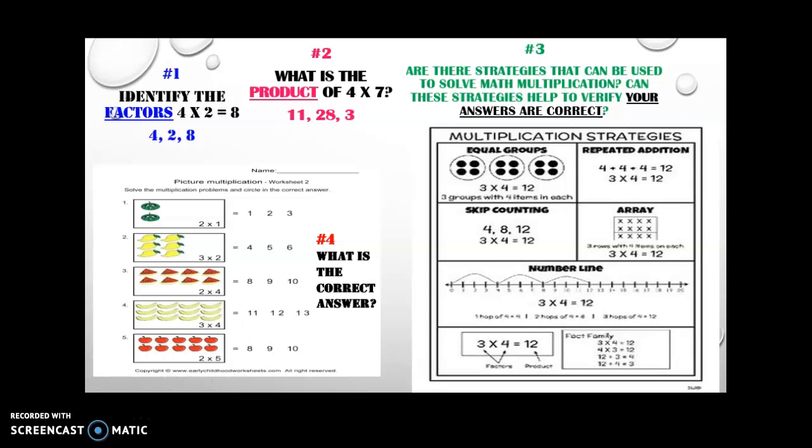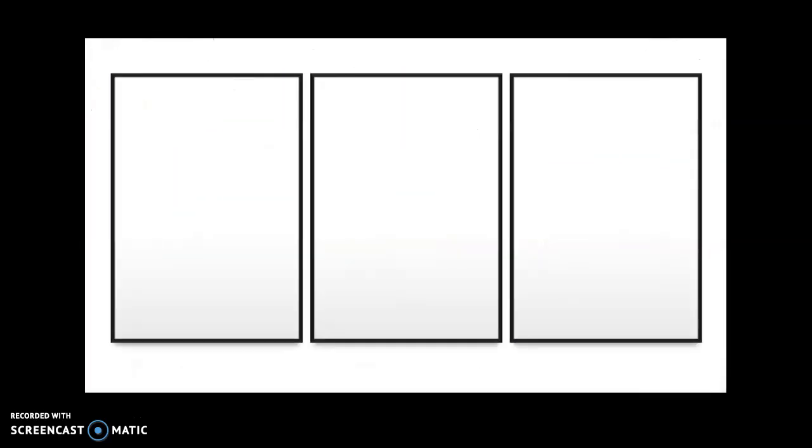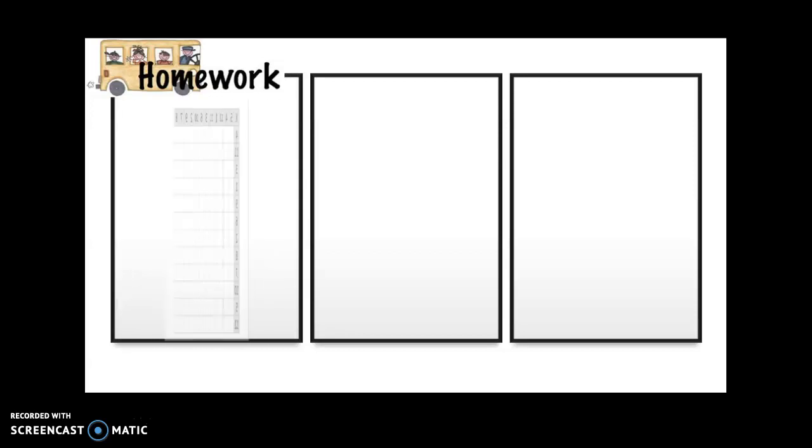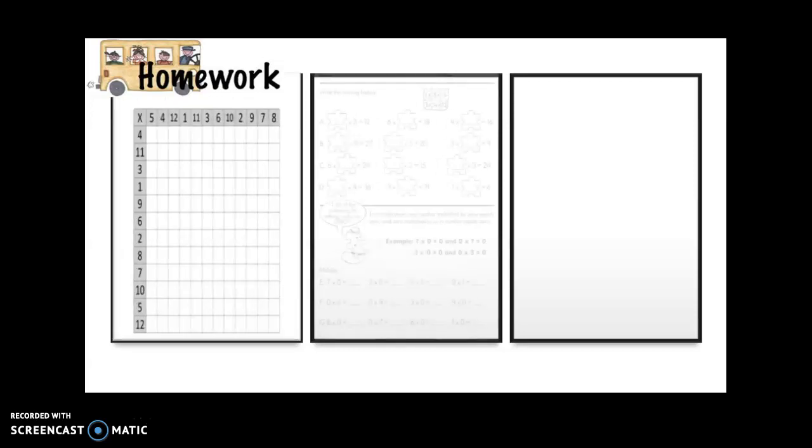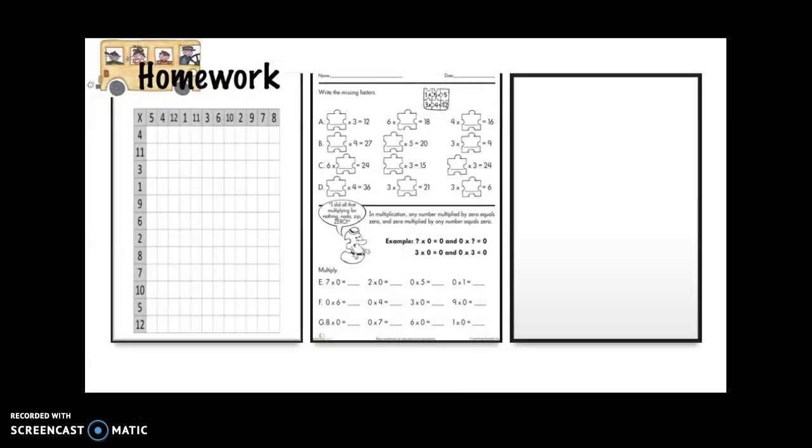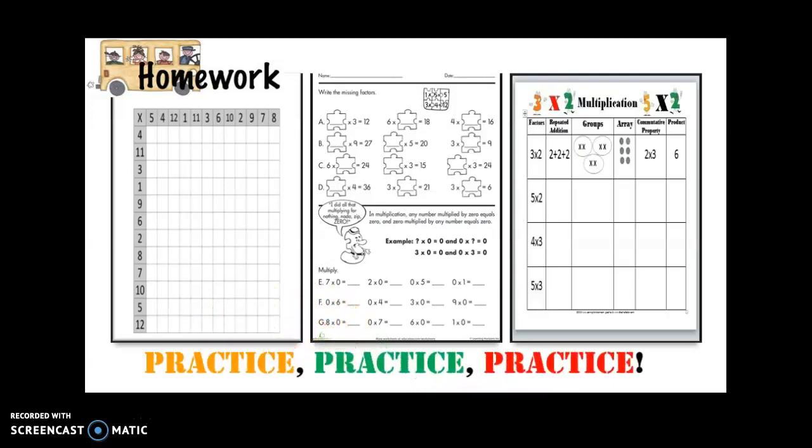Once you complete your multiplication exit ticket, Mrs. Tina will pass out your homework and you will complete your homework. And what does it take? Practice. And you will turn it in to me next week.